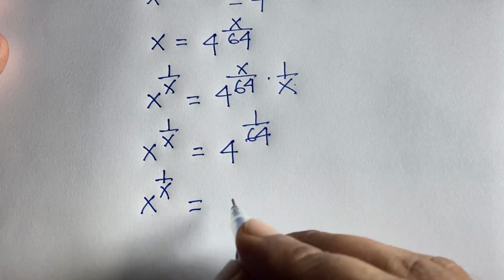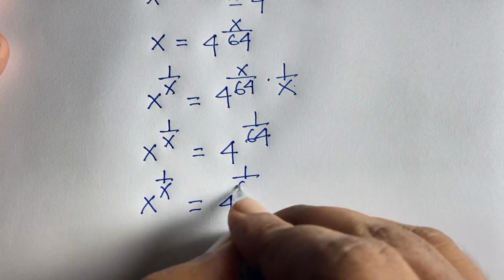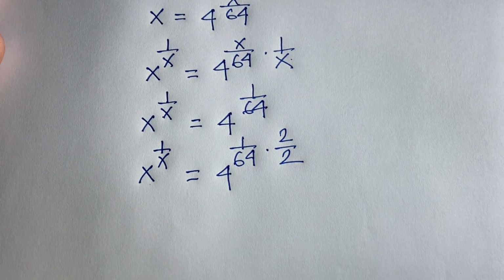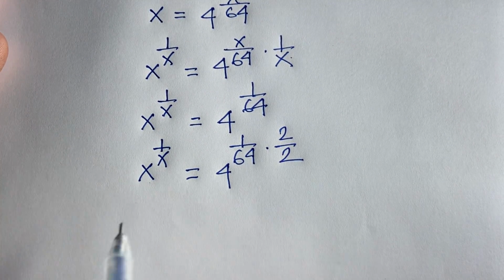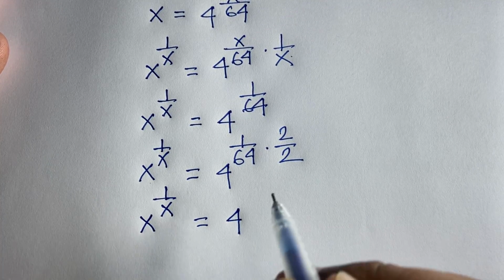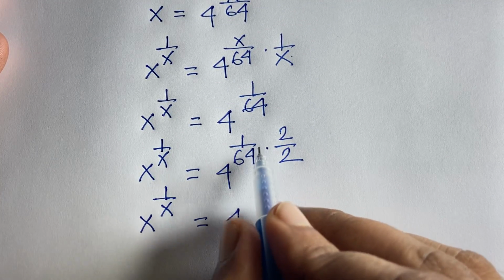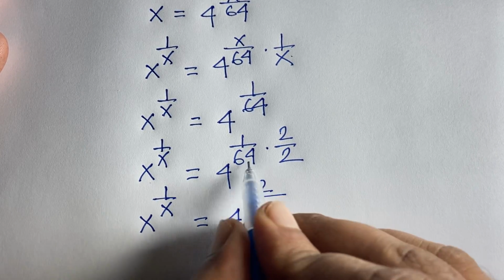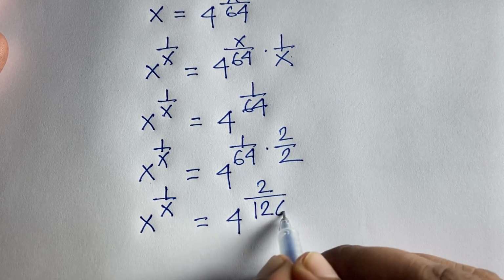And at this moment we'll find out x to the power 1 over x is equal to 4 to the power 1 over 64 times 2 over 2. Now I can say easily here is x to the power 1 over x is equal to 4 to the power 2 over, I can say easily 2 times 64, it will be 128.